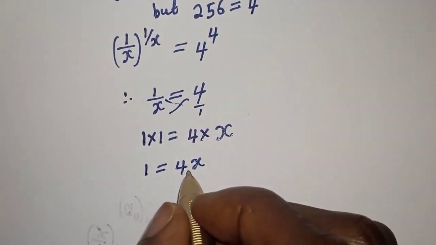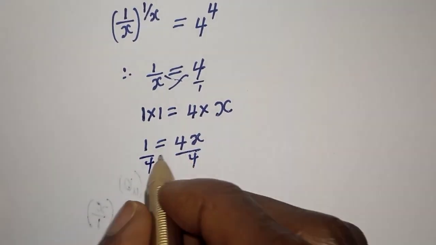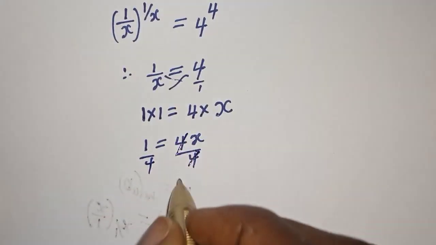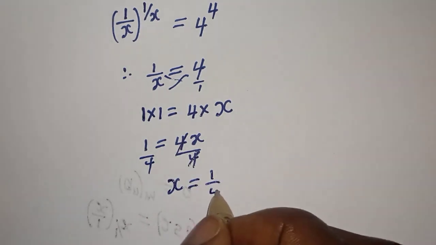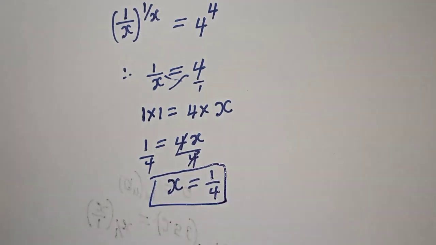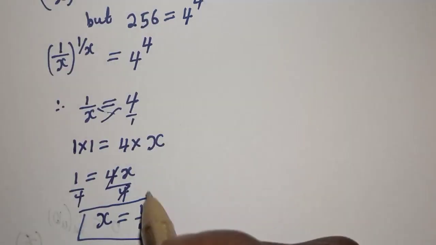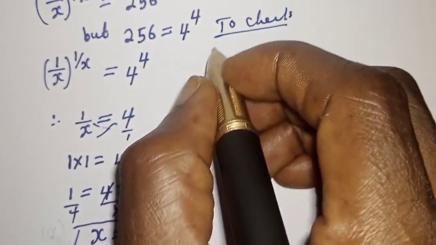Let's divide both sides by 4. This will cancel this. s is equal to 1 over 4. And this is the final answer. We can check to confirm if our answer is right or wrong. Let's check. We have the given equation.